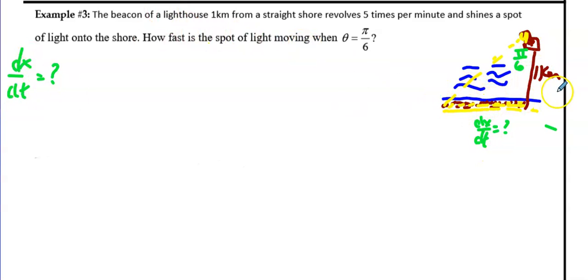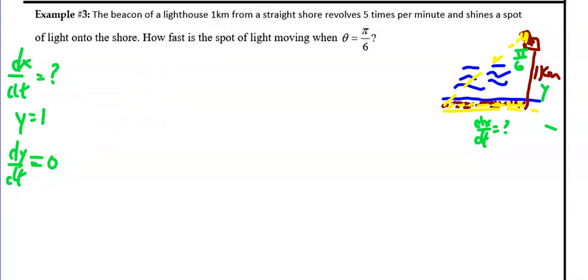We are going to give this value here, y, right? y is going to be equal to 1. And we also know that dy/dt is going to be equal to 0, right? This isn't changing. The shore is not moving anywhere anytime soon, and the lighthouse isn't moving anywhere. So we know that dy/dt is going to be 0.